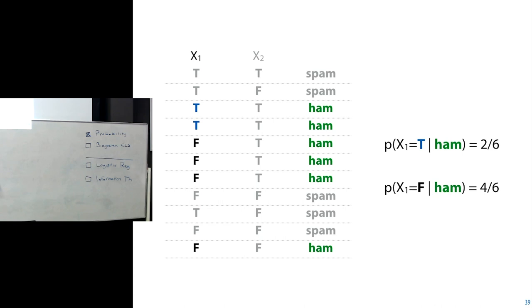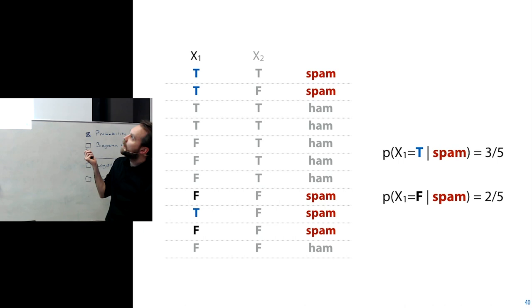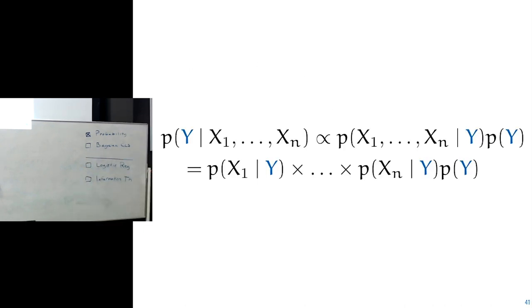And we can estimate the relative frequency in similar ways for all the other probabilities that we're interested in. And the same for the spam classes. And then we can just fill these in.